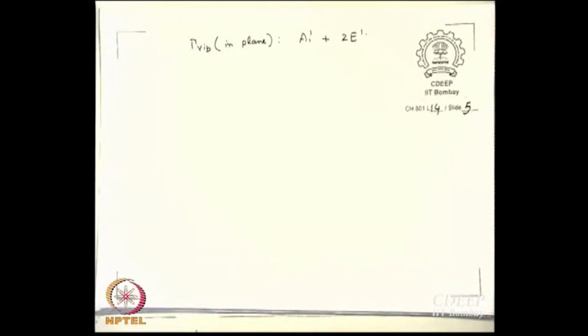Stretch and bend. So, what I will do now is construct reducible representations using the bond lengths and the bond angles. What is the meaning of stretch? Change in bond length. What is the meaning of bend? Change in bond angle, right. So, this is what I will do.